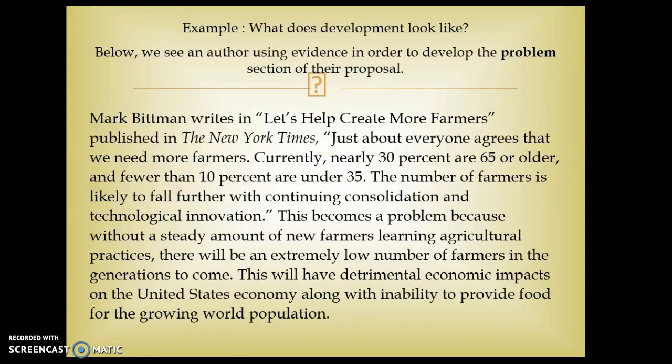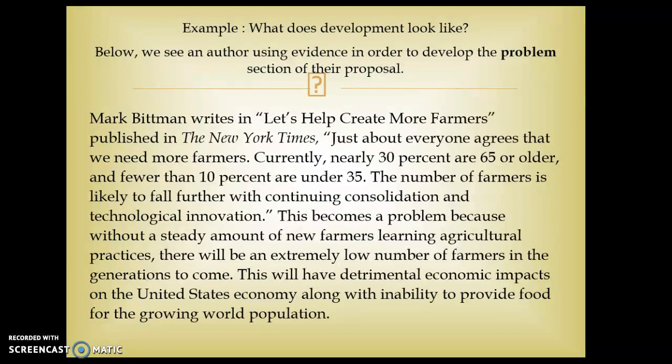Below we see an author using evidence in order to develop the problem section of their proposal. So we see that this author is writing about the lack of farmers in the agriculture sector today, and he's using a Mark Bittman article to support his ideas. Mark Bittman writes in Let's Help Create More Farmers, published in the New York Times, just about everyone agrees that we need more farmers. Currently, nearly 30% are 65 or older, and fewer than 10% are under 35. The number of farmers is likely to fall further with continuing consolidation and technological innovation.